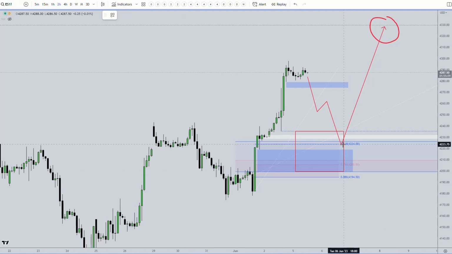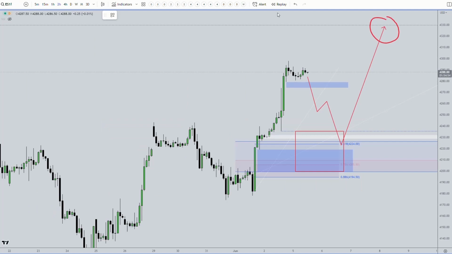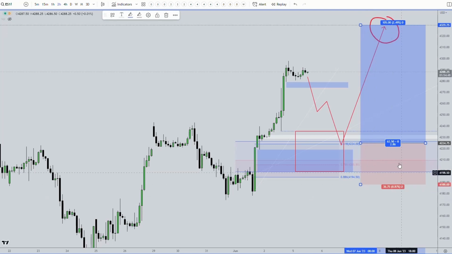Once you get down here, obviously you want to zoom into the 50-minute, your execution time frame. Look for your entry criteria, which at least is a market structure break, ideally with a fair value gap and a target box lining up on the pullback. However, if this happens, then you can easily look for such an A+ setup, which could potentially give you a 1 to 2.8 or even 3R trade.